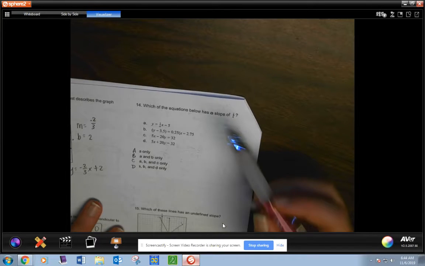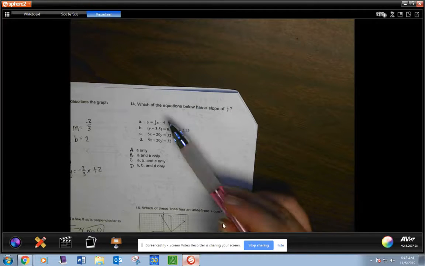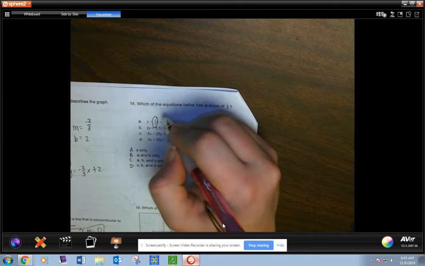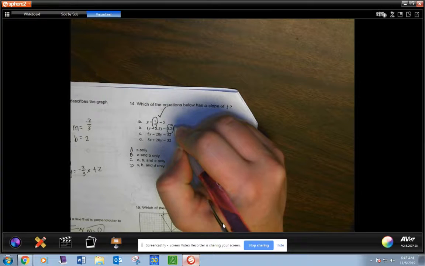Moving to 14, which of the equations has the slope of 1/4? Now, the cool thing about these is if they're in standard form, you have to solve for y equals. But if they're in y-intercept or point slope, you already know the slope because this is the slope right here and this is the slope right here. So this one is 1/4. 0.25 is also 1/4. So I know A and B work.